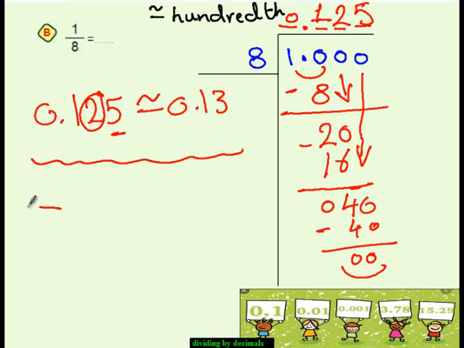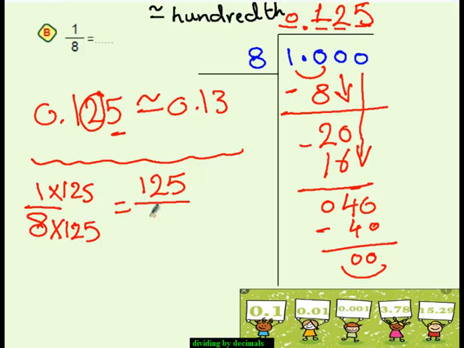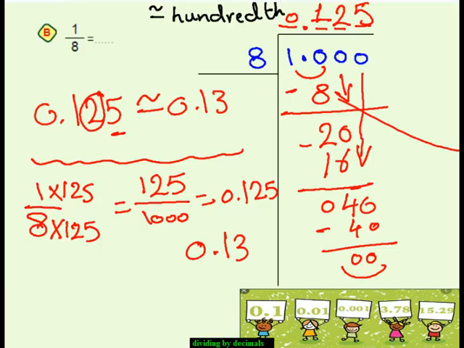Okay, this number we know it, yes, 1 over 8. I used my friend, yes, 8 by 125 is 1000. So 0.125, and approximated to the nearest hundredth, it will be 0.13, and that's all.